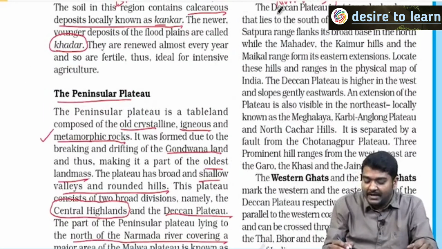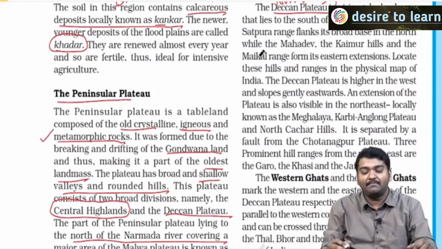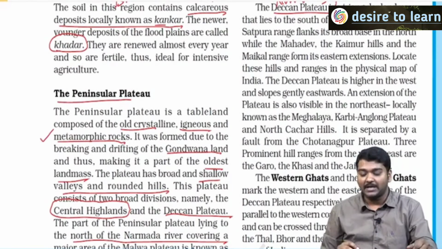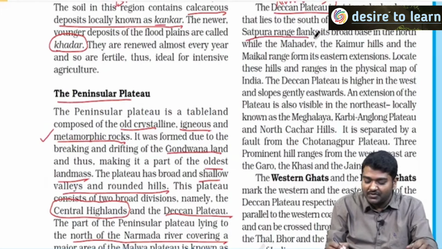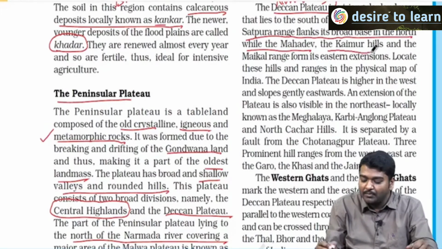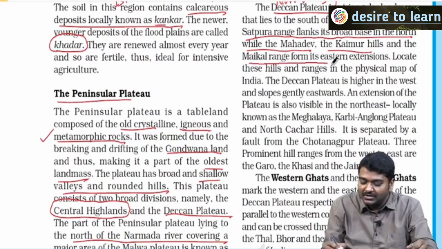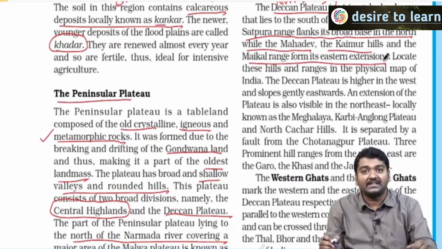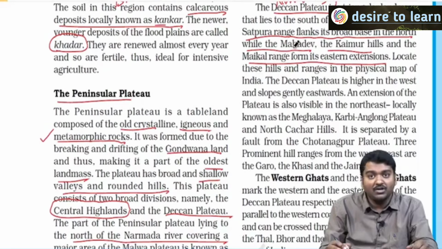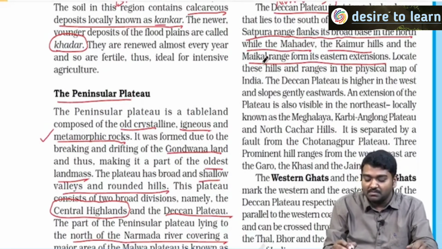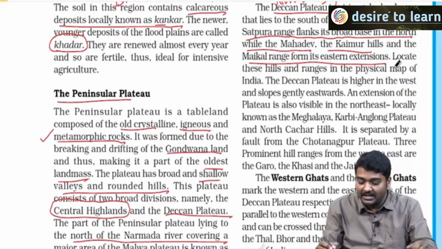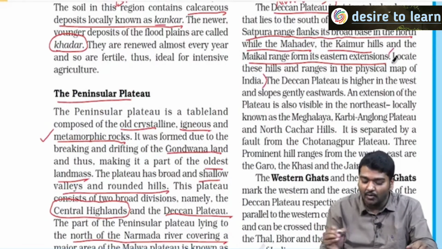And then the Deccan Plateau is a triangular landmass which is present south of Narmada, and the Satpura range flanks its broad base in the north, while the Mahadeo, Kaimur and the Michael ranges are present in the eastern extensions. Please locate Mahadeo Hills, Kaimur Hills, Michael ranges. Right? Even they have given, please locate it.